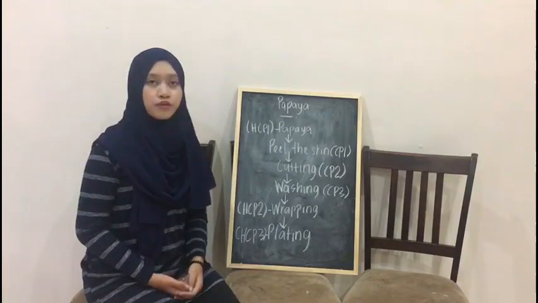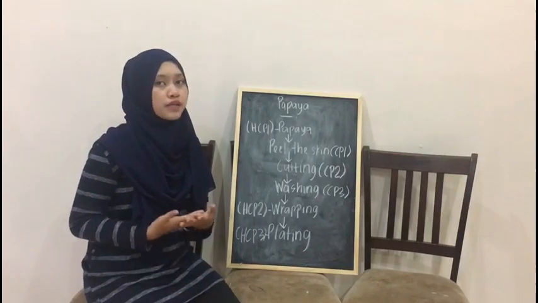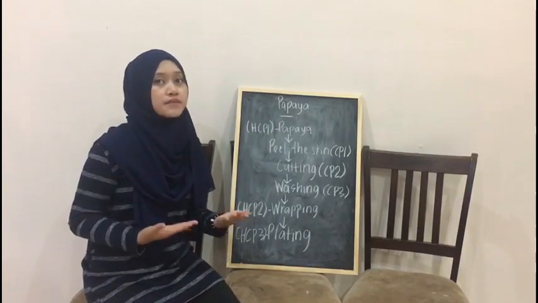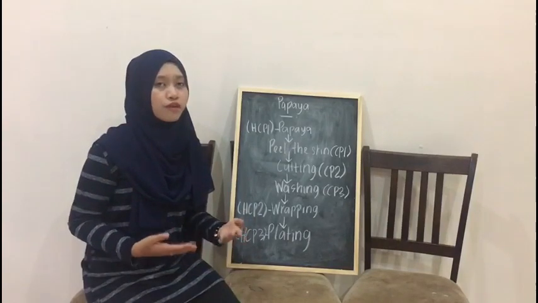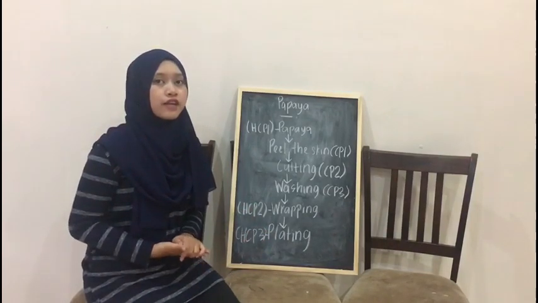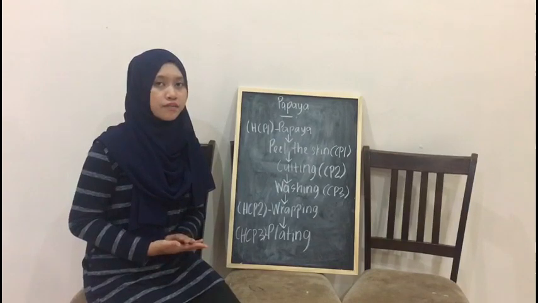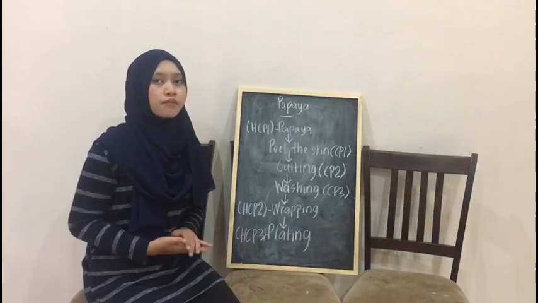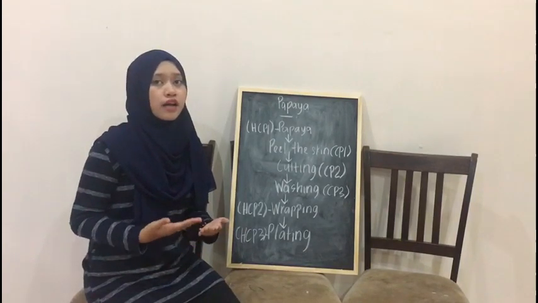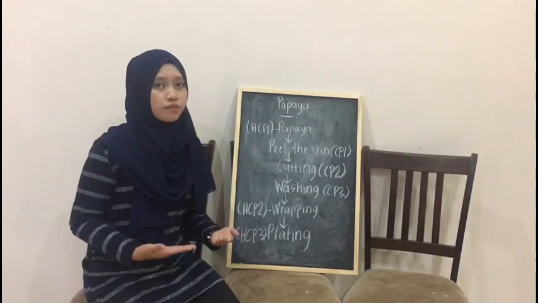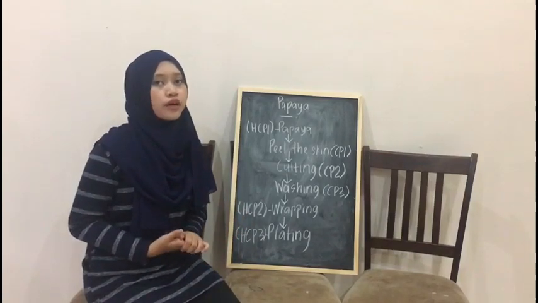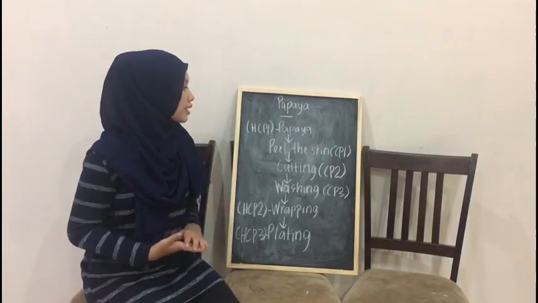For CP1, the knife used to peel the skin of the papaya must be clean and free from any rust. The knife used to peel the papaya must not be the one that was previously used to cut any other ingredient or raw material such as chicken, to avoid any contamination in food handling.